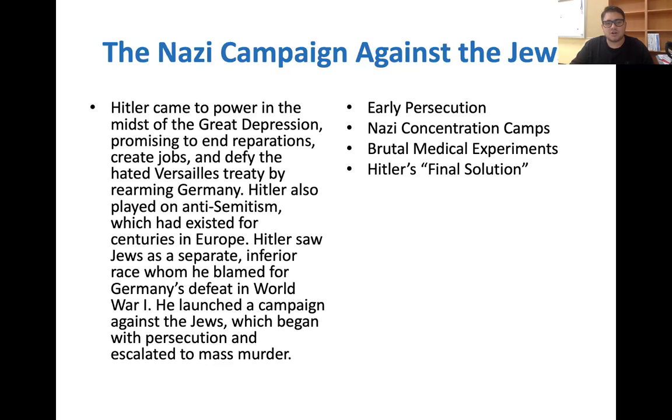So eventually it's going to start with just simple persecutions, which we'll talk about, and it's going to escalate extremely quickly to mass murder and genocide. So the four parts of this chapter we're going to talk about are going to be the early persecution, the Nazi concentration camps, brutal medical experiments, and Hitler's final solution.